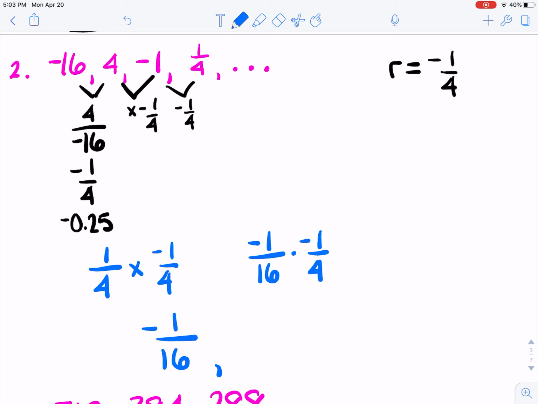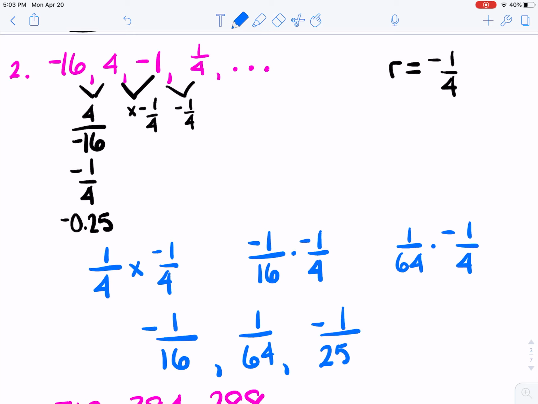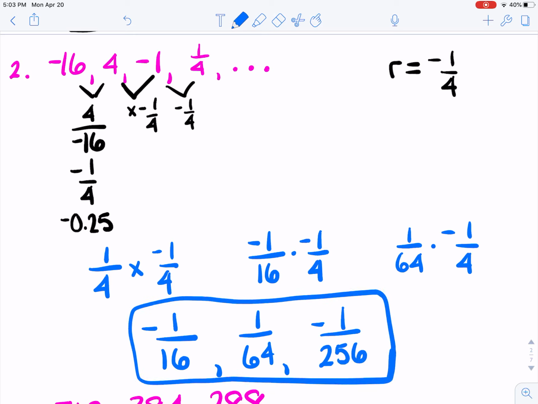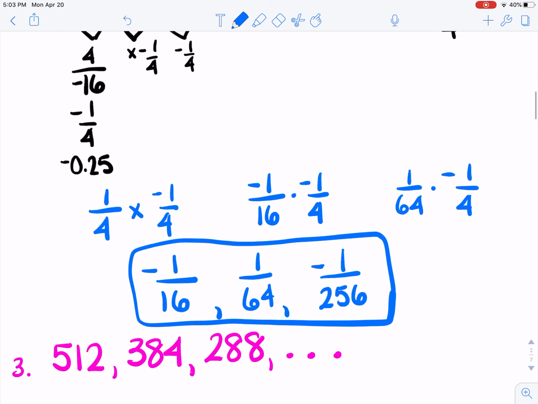I'm going to multiply that, and that's going to give me +1/64. Then I'm going to take 1/64 and multiply that by -1/4. That's going to give me -1/256. These are my next three terms. That would be my answer. All of that other stuff is just work.